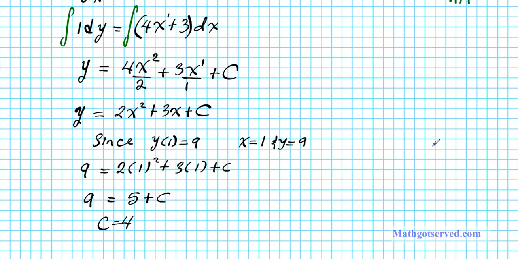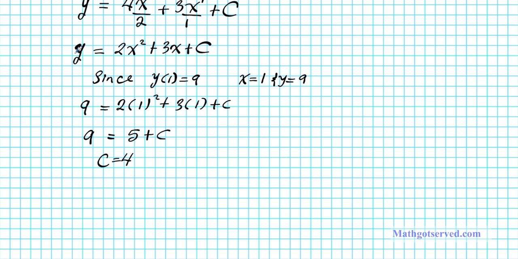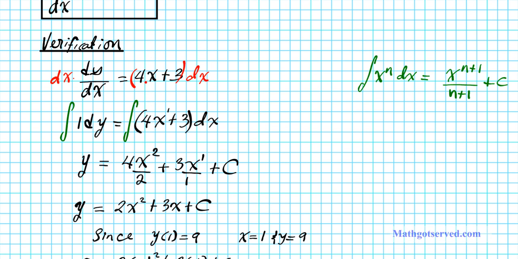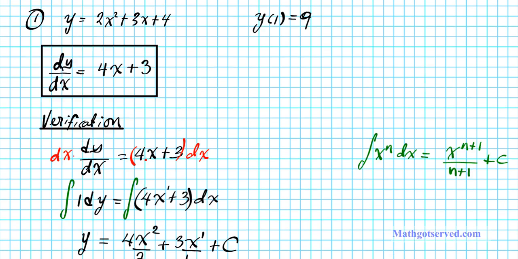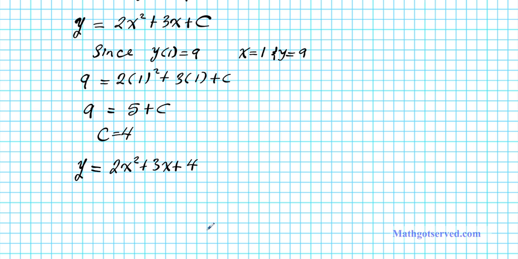Alright, so we plug the c back into our solution we have here. We're going to have the particular solution, y equals 2x squared plus 3x plus 4. Is this what the original problem was? Let's see. The answer is yes, so we're confident that our answer is in fact correct. Alright?